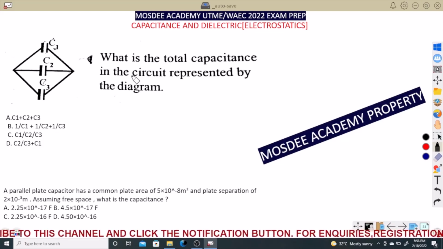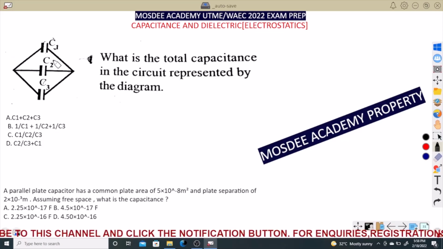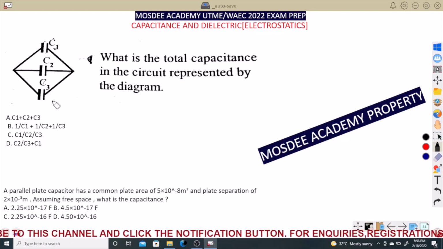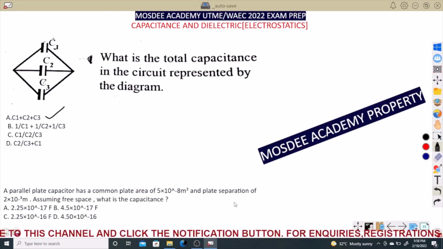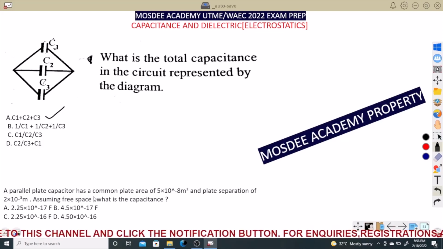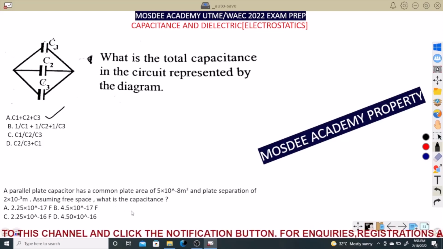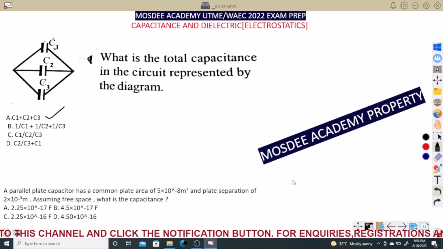Maybe you guys just do these two because they are direct. What is the total capacitance for these? These are connected in parallel, C1 plus C2 plus C3. You've done that, very simple. Last question, parallel plate capacitor. Why are you giving this now? Now I have to explain.